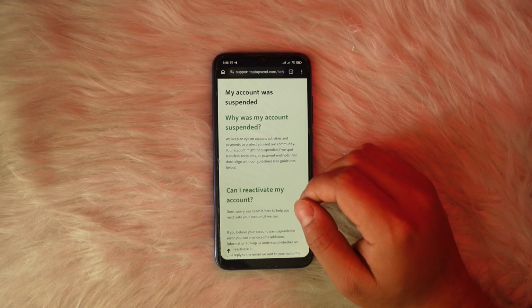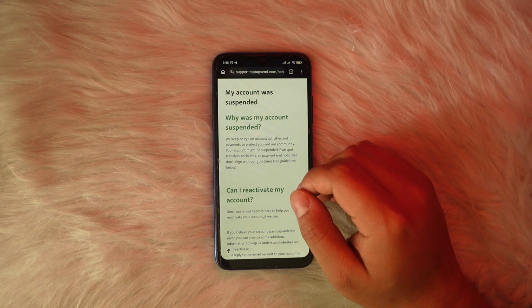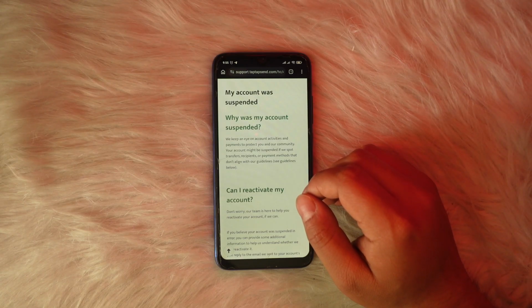Now, if you're also facing this issue, the common reasons why this might happen is due to large or unusual transactions that may trigger an authentic security hole or some policy violations. So if you breach some sort of remittance guidelines, your account may be suspended.